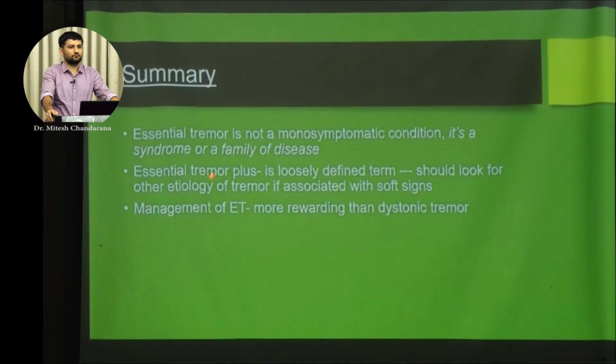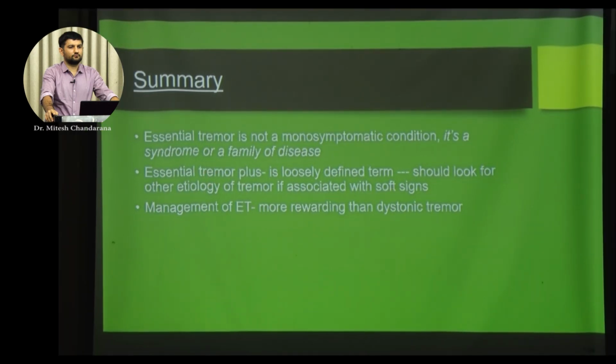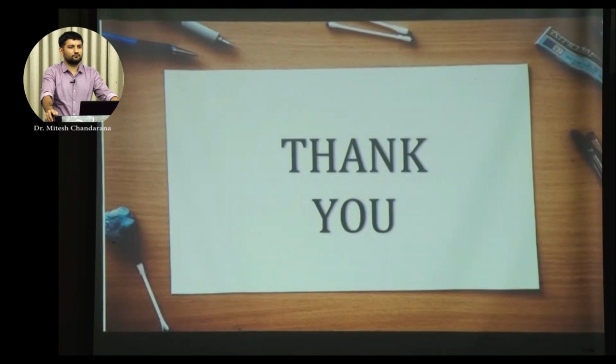So the summary is that essential tremor is not a monosymptomatic condition. It's a syndrome or a family of diseases. ET plus is still a loosely defined term. We should look for other etiologies of tremor if associated with soft signs. And management of ET has been far more rewarding than dystonic tremor. Thank you.